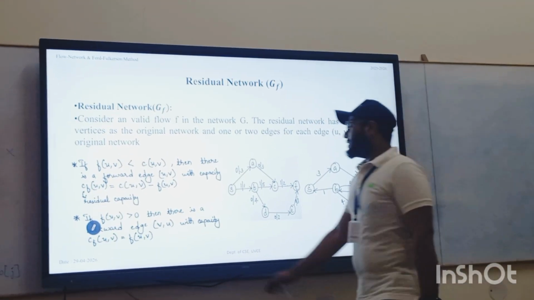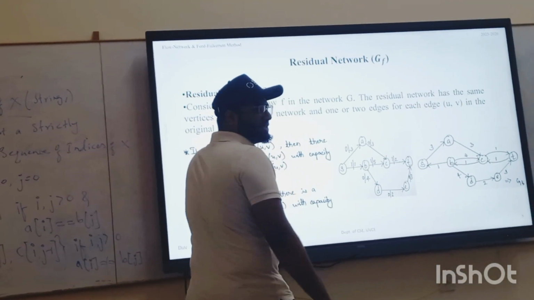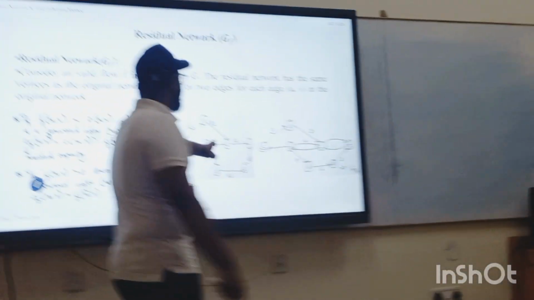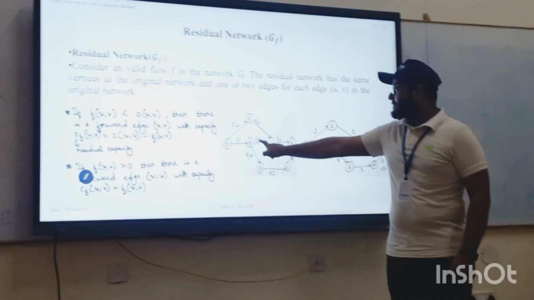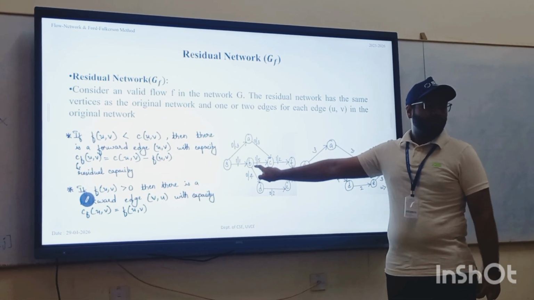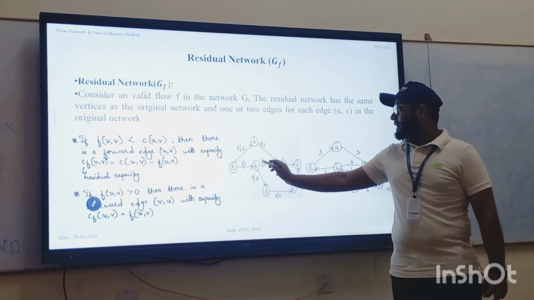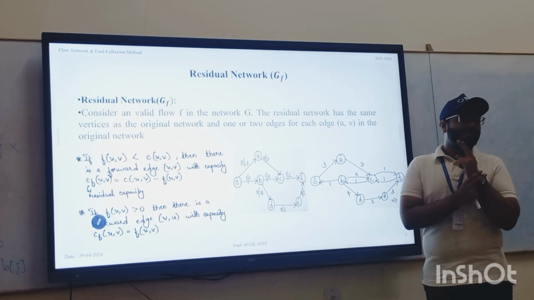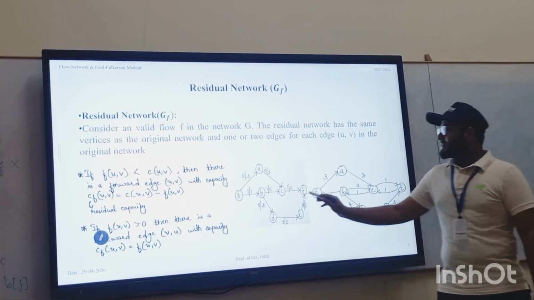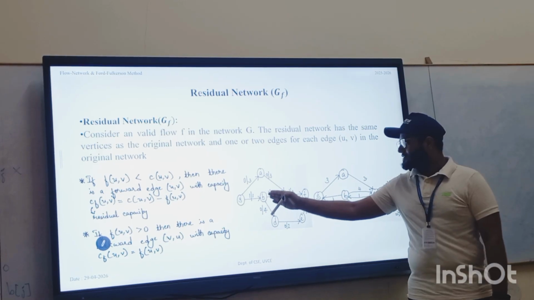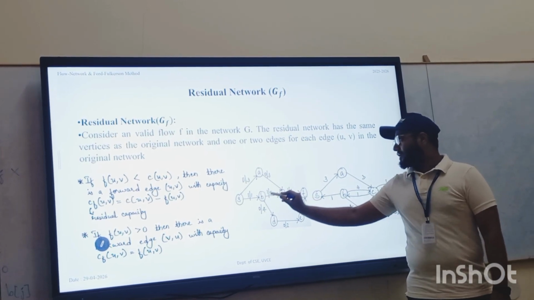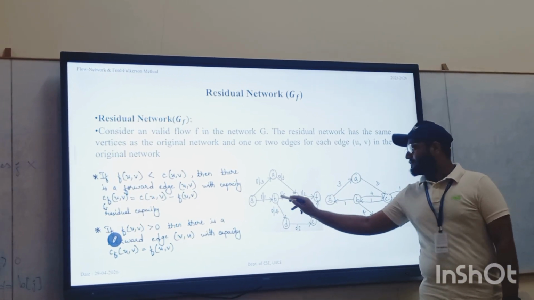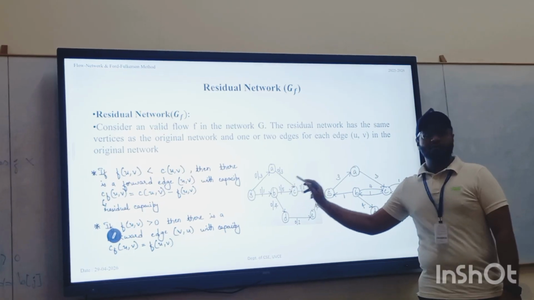And if the flow value is greater than 0, then what you will do? If it is not 0, see, here we have 0, here we don't have 0. So we will have a backward edge, and whatever the flow is, that will be its capacity. So there are two conditions. Understood, everyone? If the flow is less than the capacity, 5 is greater than 1, right? So you will have a forward edge that will be 5 minus 1, 4.